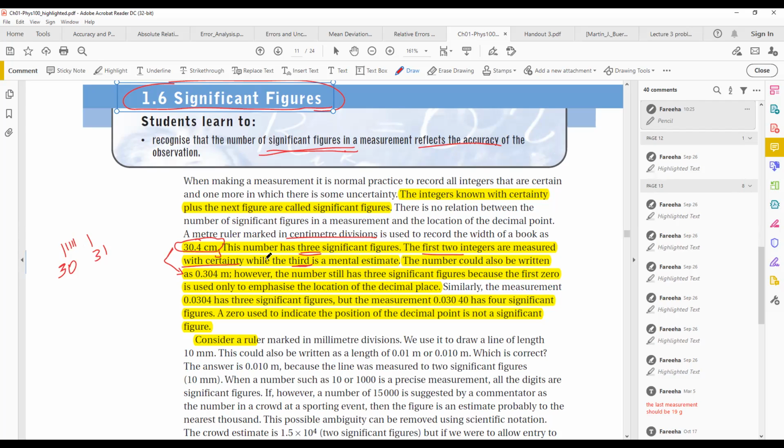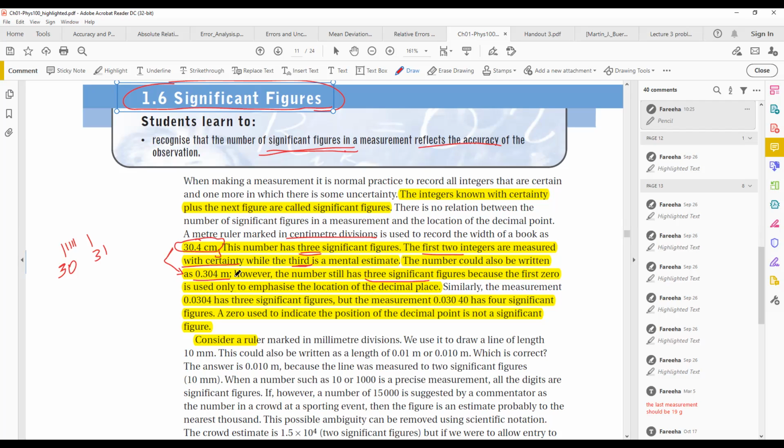Yes, 100 centimeters. So if you divide this by 100, the decimal point will move towards the left 2 places, and this is what you would have the answer in meters. But the number of significant figures will remain the same whatever unit you're using. So it is still 3 significant figures, because the first 0 is only used to represent the decimal place.